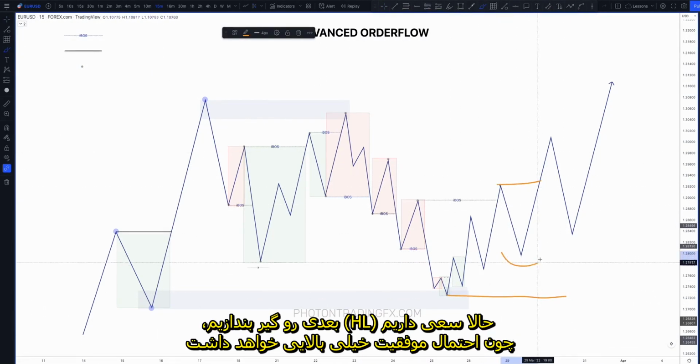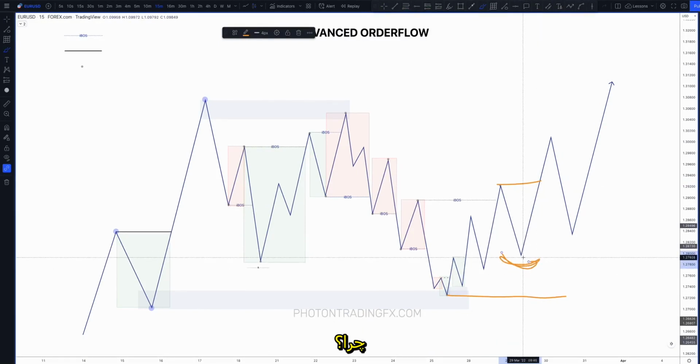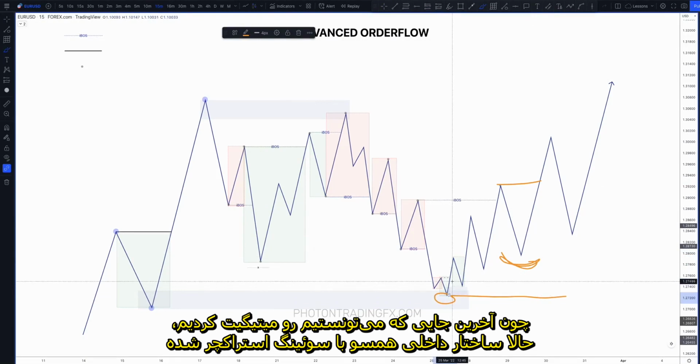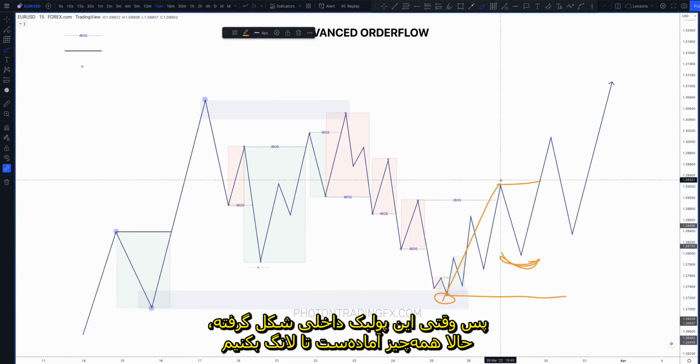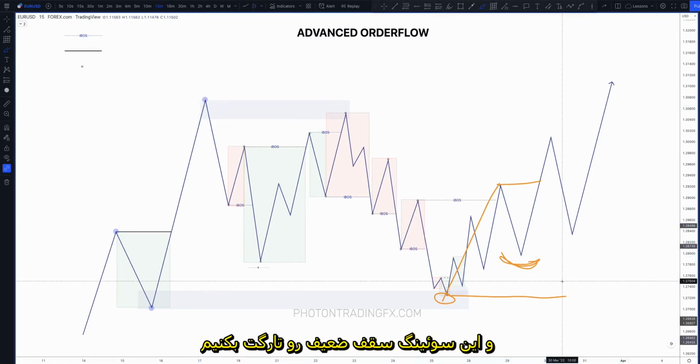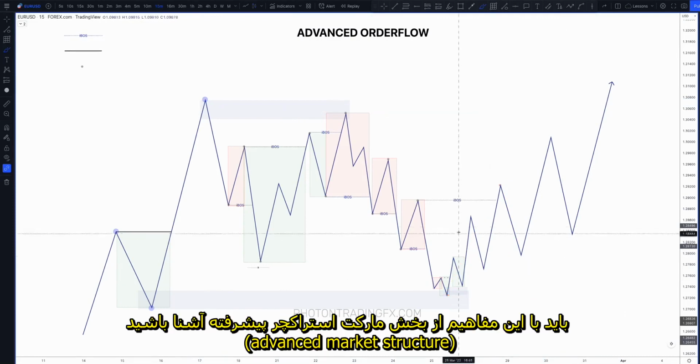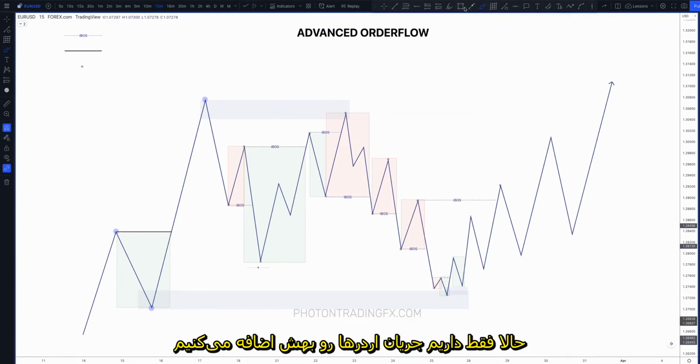So we want to try and catch that next high low because that is going to be very, very high probability. Why? Well, we've mitigated the last point we can mitigate. Internal structure has now aligned itself with the swing structure. So then when we get that internal pullback, this is when all the stars are aligned for us to get long and target the weak swing high. All right, you guys should be familiar with that from the advanced market structure module, but now we're just overlaying the order flow onto that, right?